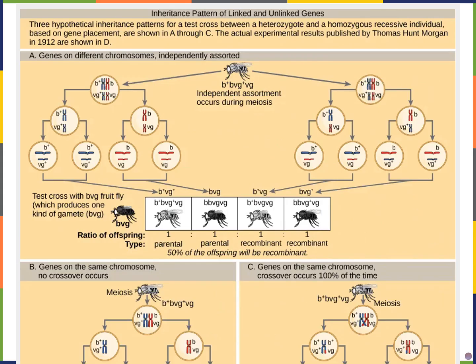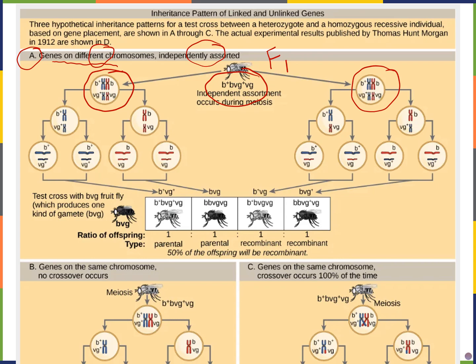So we're going to look at 3 hypothetical inheritance patterns for body color and wing size. In our first hypothetical pattern, we're going to assume that the genes for body color and wing size are on different chromosomes, so they're going to independently assort. I can see that this is my original fly. This would probably be the F1 hybrid organism. And I see that body color and wing size are on 2 different chromosomes.